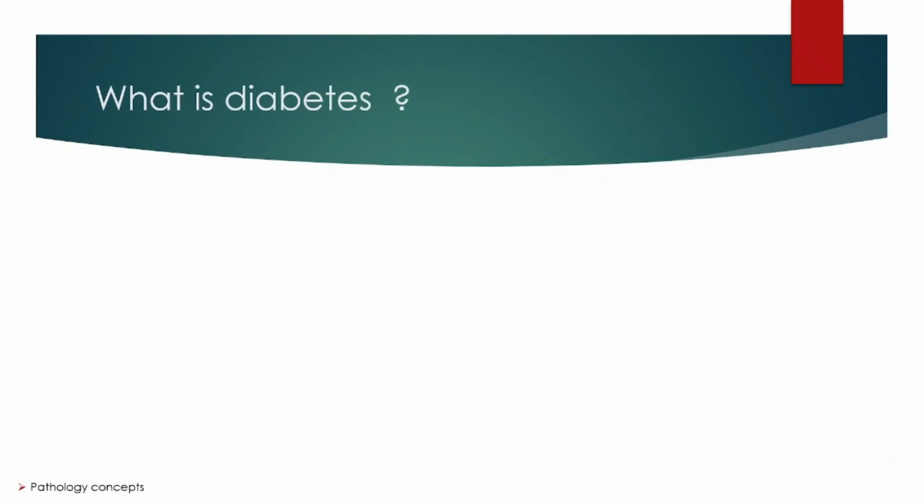What is diabetes? Diabetes is a group of metabolic disorders characterized by chronic hyperglycemia. Hyperglycemia means increased blood glucose level. Hyperglycemia results from defects in insulin secretion, insulin action, or both.